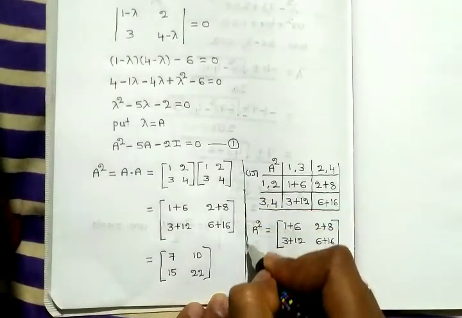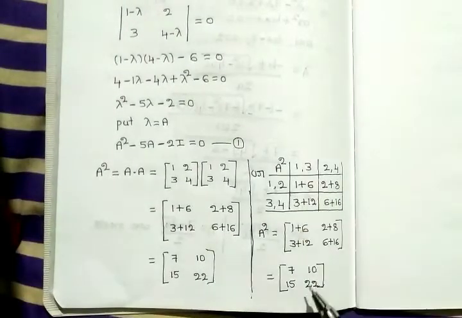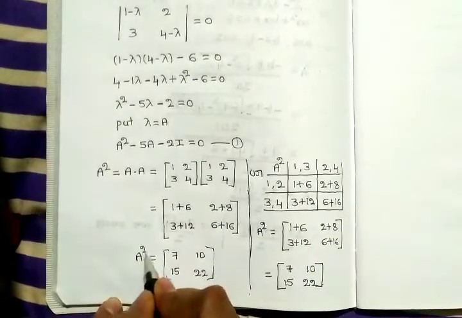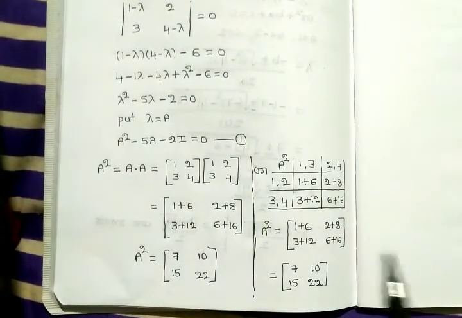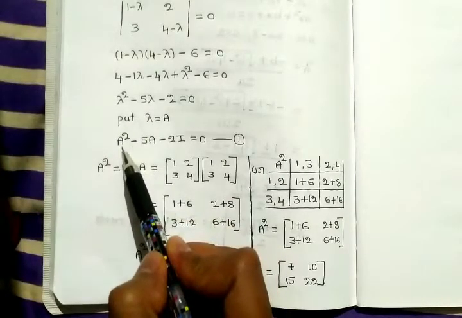Any one you can use. If you know the regular method, use the regular method. If you know the box method, you can use the box method. Both are the same. Therefore finally the A square value is 7, 10, 15, 22. So this A square value is over.